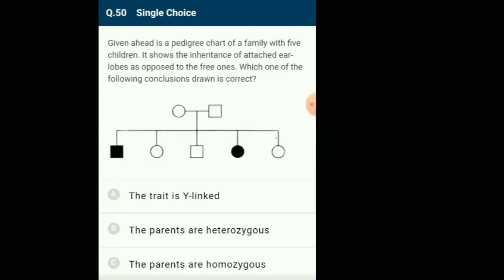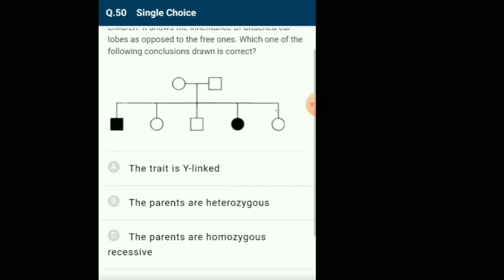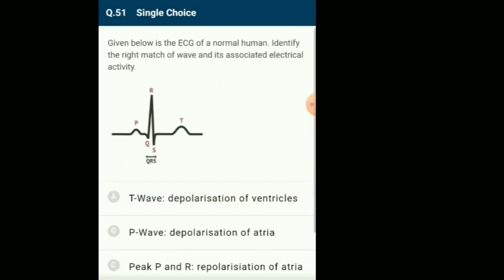Question number 50. Given is a pedigree chart of a family with 5 children, it shows the inheritance of attached earlobes as opposed to the free ones. Which one of the following conclusions drawn is correct? In pedigree analysis, if parents appear normal and some of their progeny are sufferers, then the disorder is autosomal recessive and the parents are heterozygous. Heterozygous parents transfer disease to some of their progeny. So the answer for this question is option B. The parents are heterozygous.